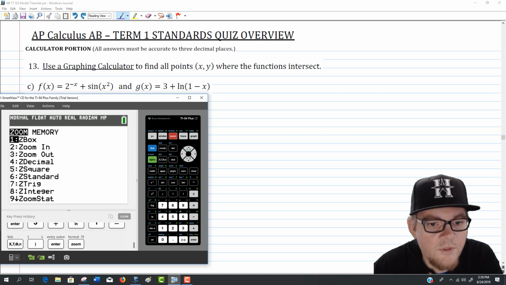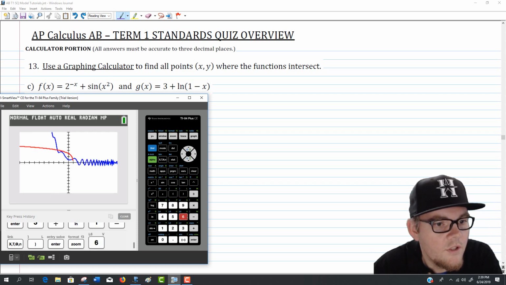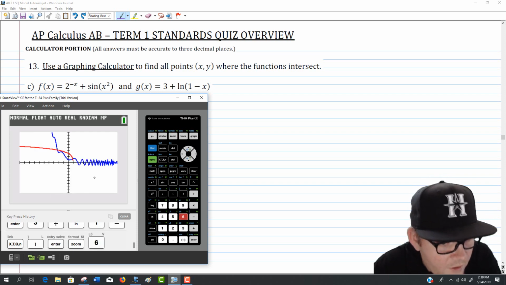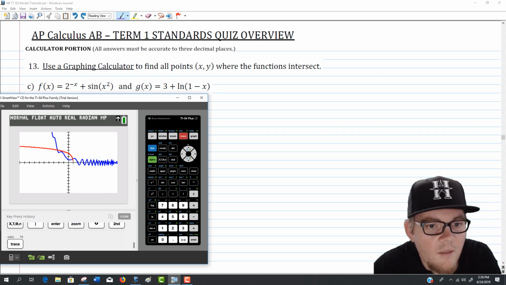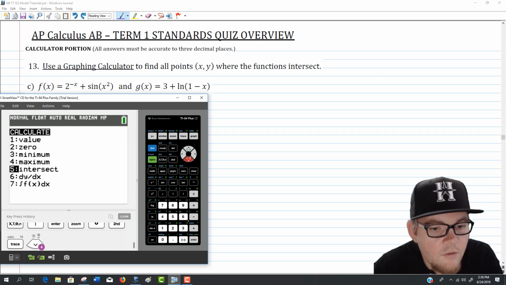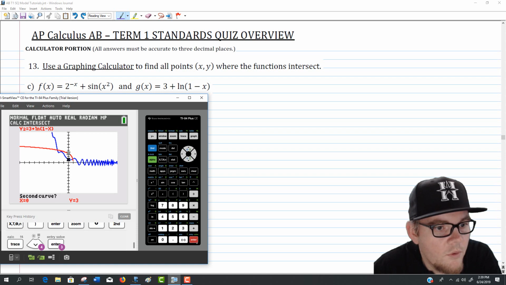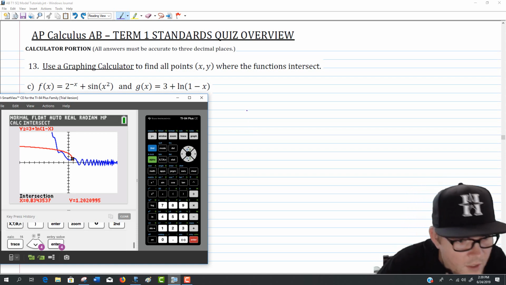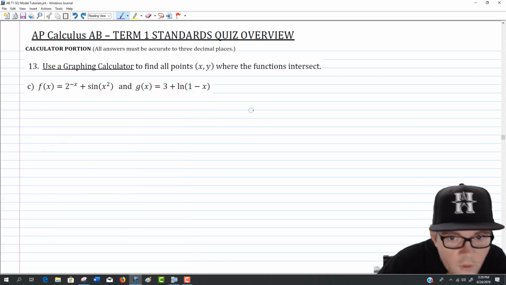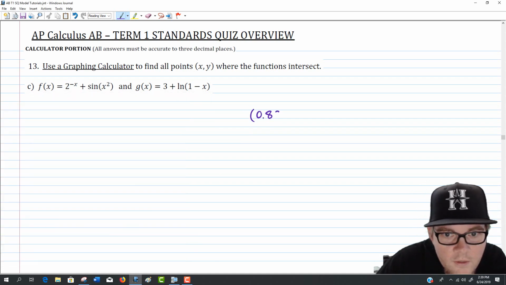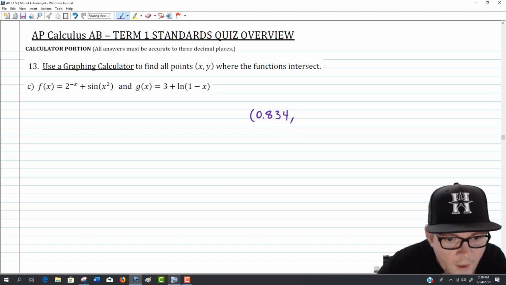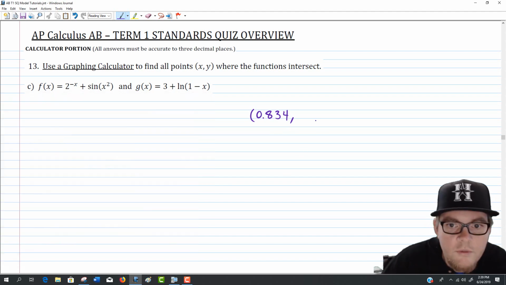There's our stuff. We'll zoom 6 it. Geez, that's complicated, but we can still see there are two intersection points. Rather than beating around the bush, I'm going to find my intersection. Boom, boom, boom. So it actually found us the right intersection first, 0.834. Our y-coordinate was 1.202.